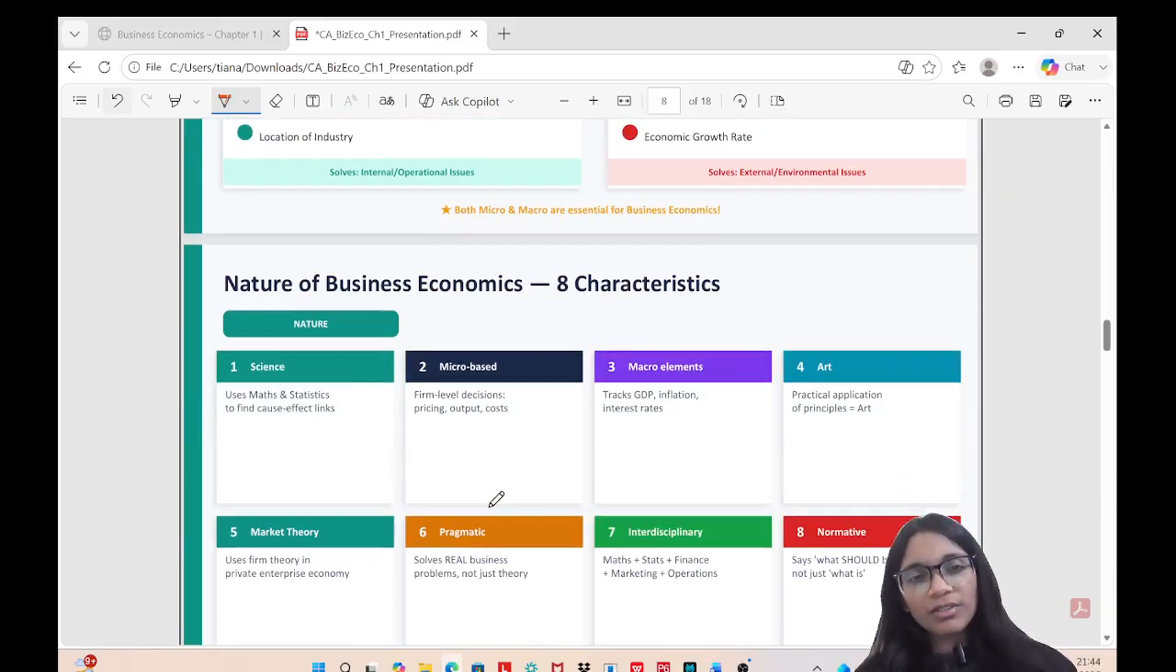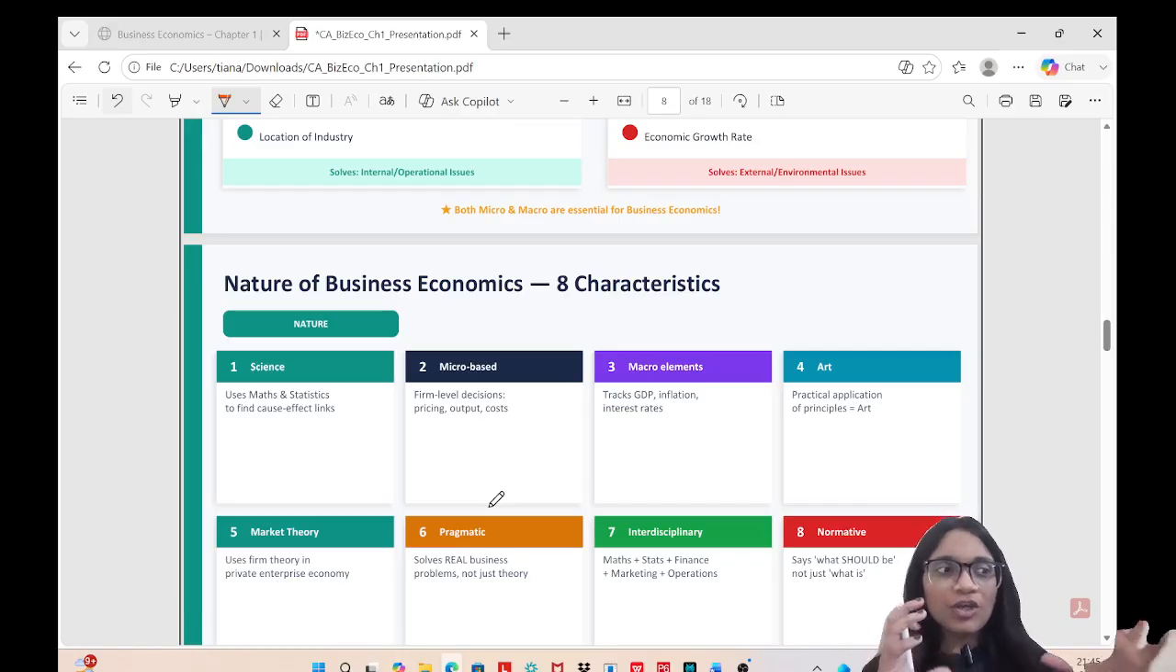Now we'll move on to the nature of business economics. There are 8 characteristics. Business economics is a science. And what is science? Basically, there is a logic for everything, right? Cause and effect relationship. They use math, statistics, demand supply analysis. You have a data table, you make trend analysis. That is a science. You have data to back it up.